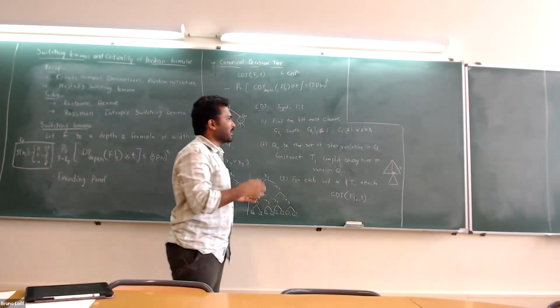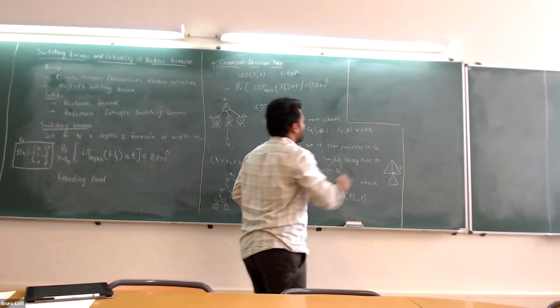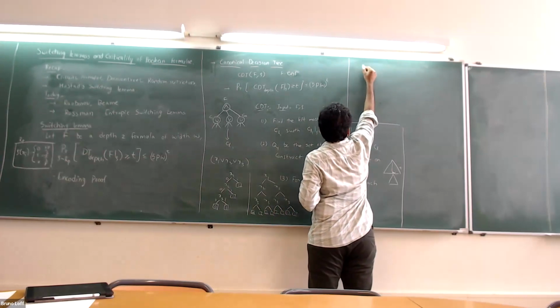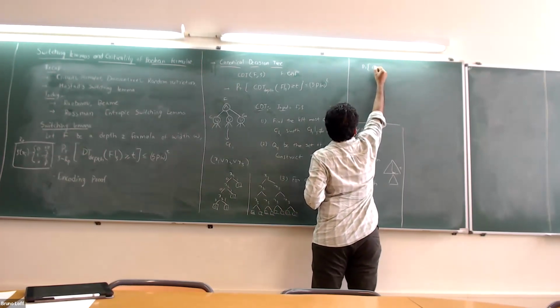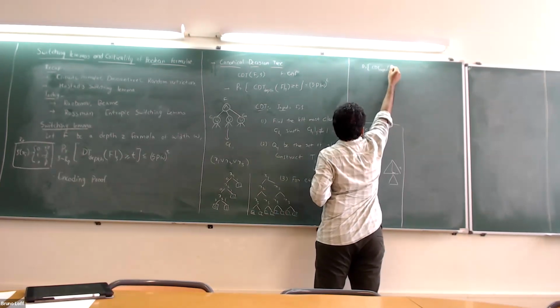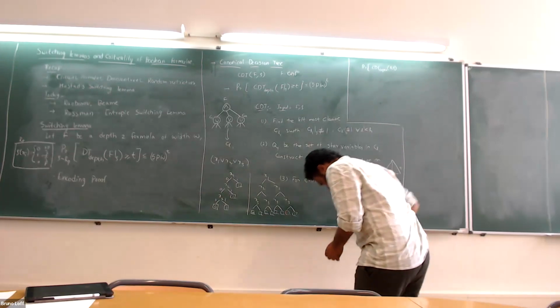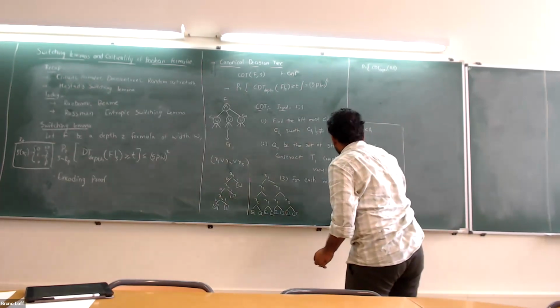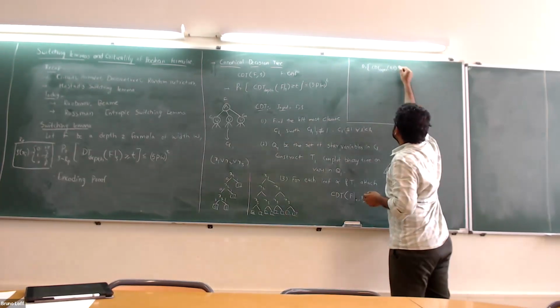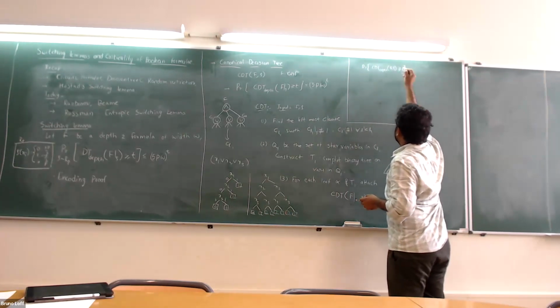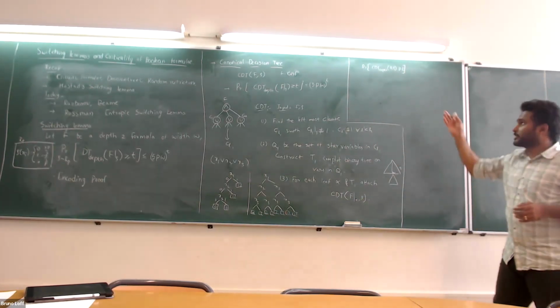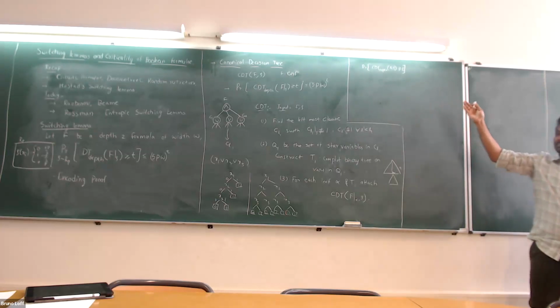Now let's make some simplifying assumptions. So we set out to show that the canonical decision tree depth of F restricted to rho. We're interested in this problem, right? We're interested in the probability that the canonical decision tree has depth greater than t.